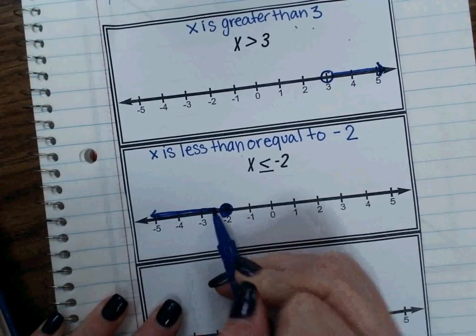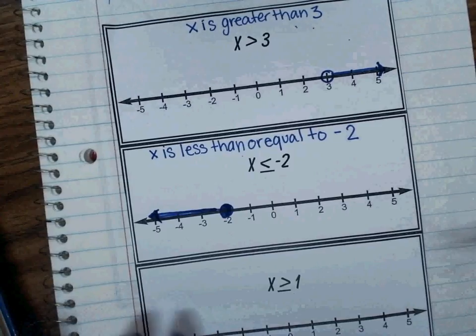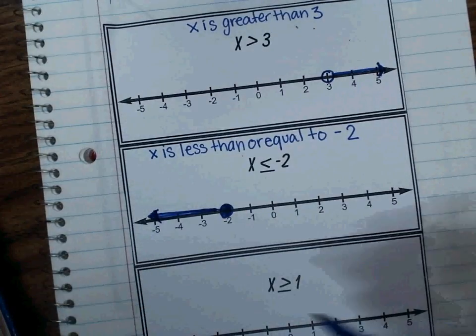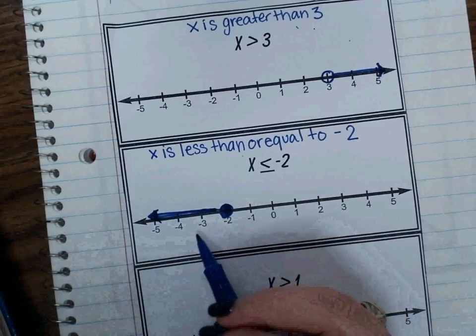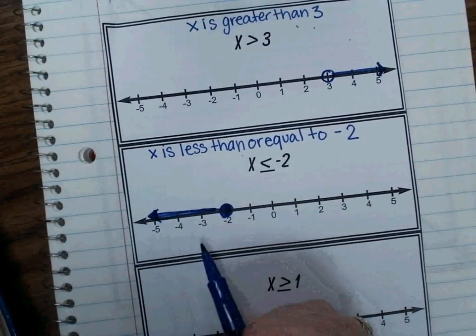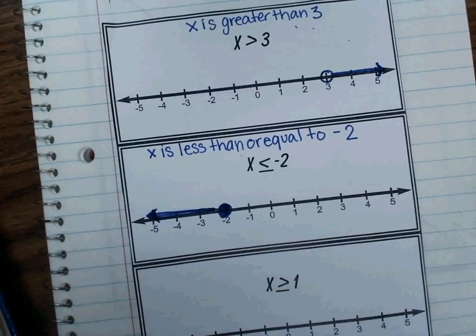Okay. Now usually I put our lines on the number line, but I just want to make sure that you can see them. So we're talking about any value that is less than negative 2, like negative 3, negative 4, negative 5. But it can also be rational numbers between each of those digits. Okay, let's look at the next one.